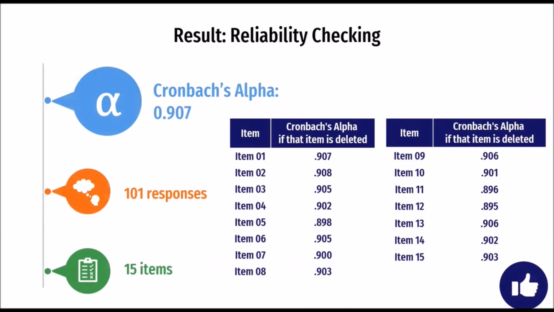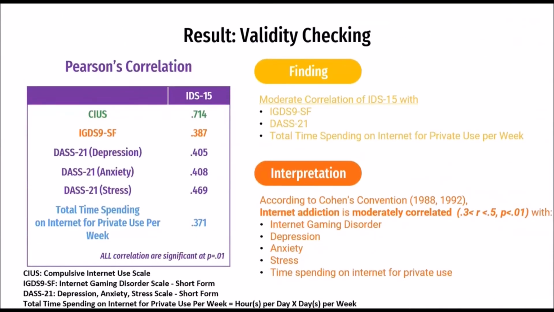No significant increase of alpha coefficient if deleting specific items. Therefore, no items are suggested to be amended or deleted. For validity, moderate correlation is found between IDS-15 with IGDS9SF, DAS-21, and total time spent on the internet for private views, ranged between 0.3 to 0.5. That means the construct measured by IDS-15 has moderate correlation with these constructs. Therefore, results show that IDS-15 is a valid measure of internet addiction.